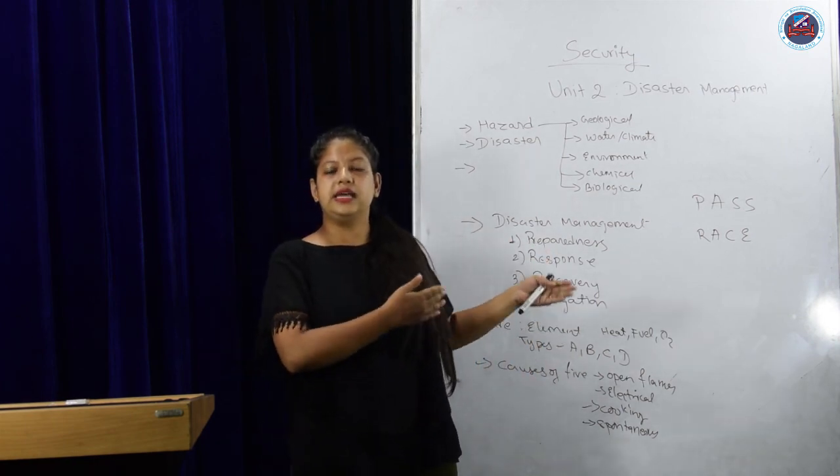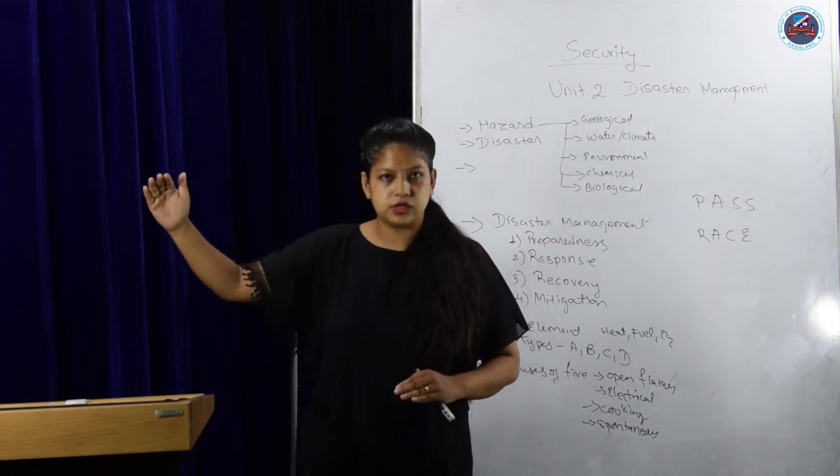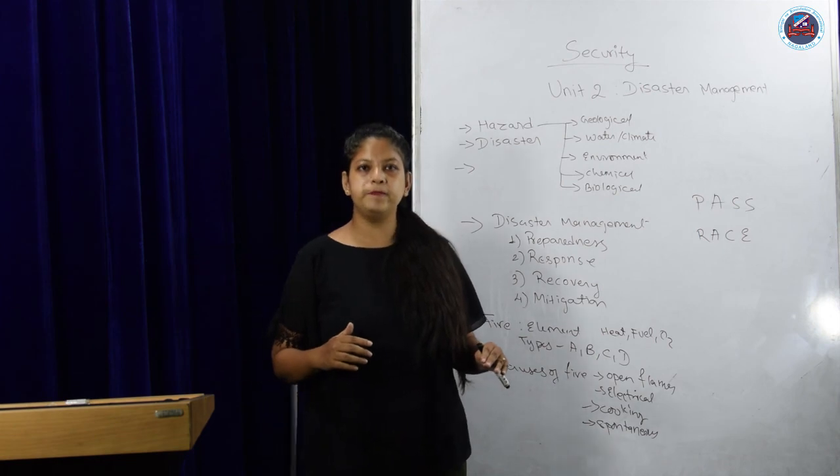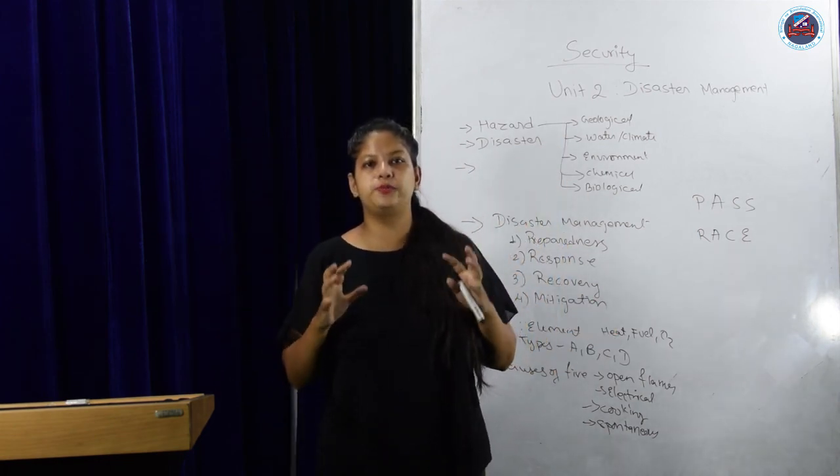So mitigation helps to reduce the loss of disaster if it comes in future. And how do we do that? For example, buildings and all, if it is made such that it is a disaster proof building.